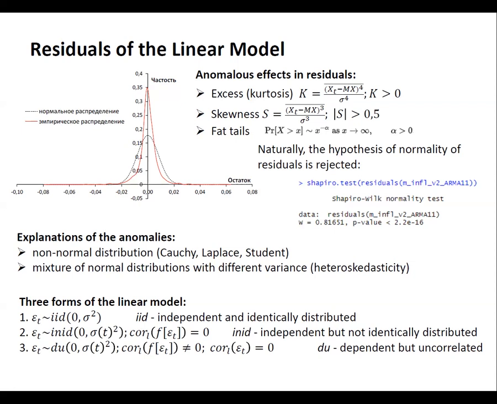This first form of the linear model we considered in previous lectures, without challenging it critically. Now we understand that it has more plausible alternatives. The second form of the model is that the residuals are independently but not identically distributed, INID, with expectation 0 and variance depending on time. That is, the variance of the residuals is different.